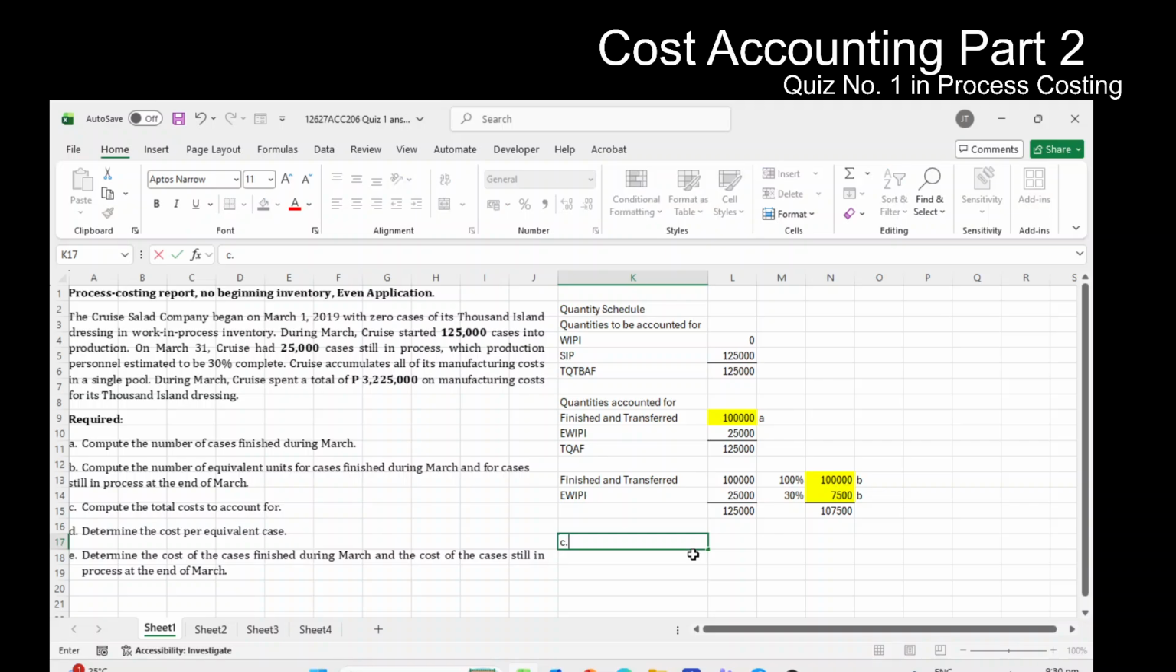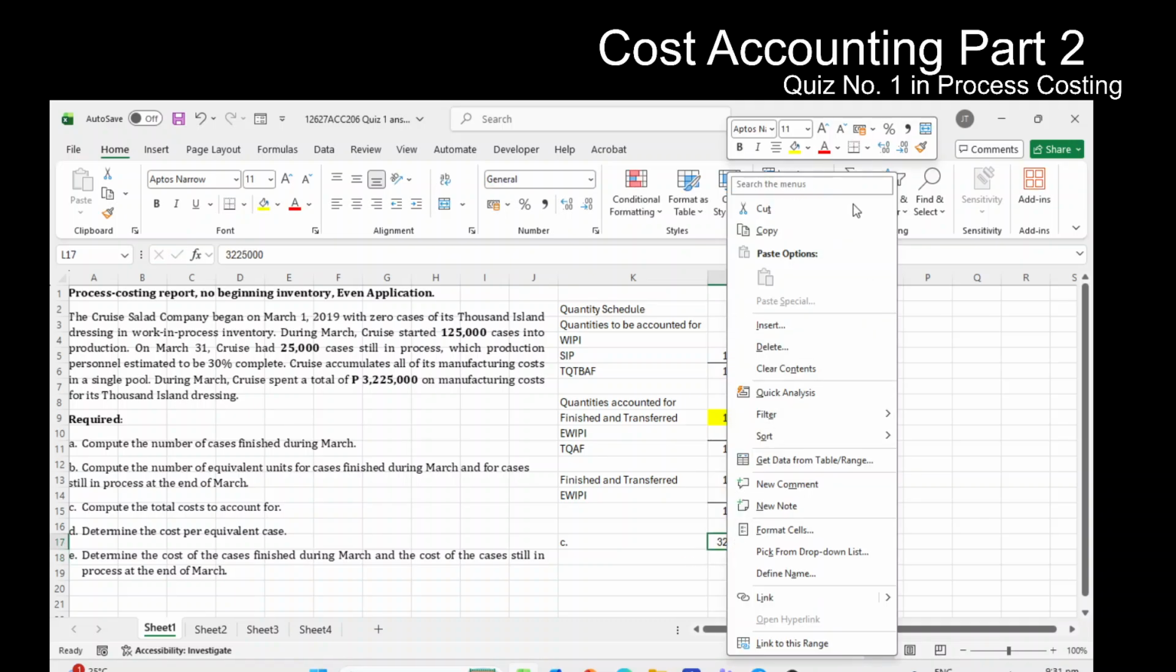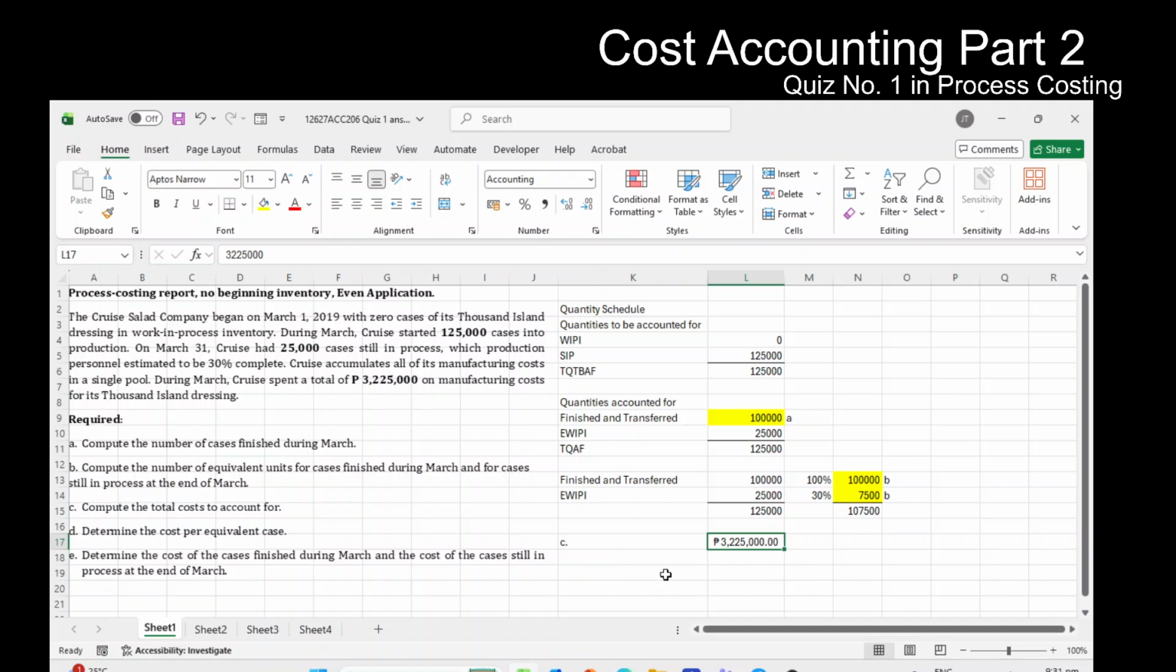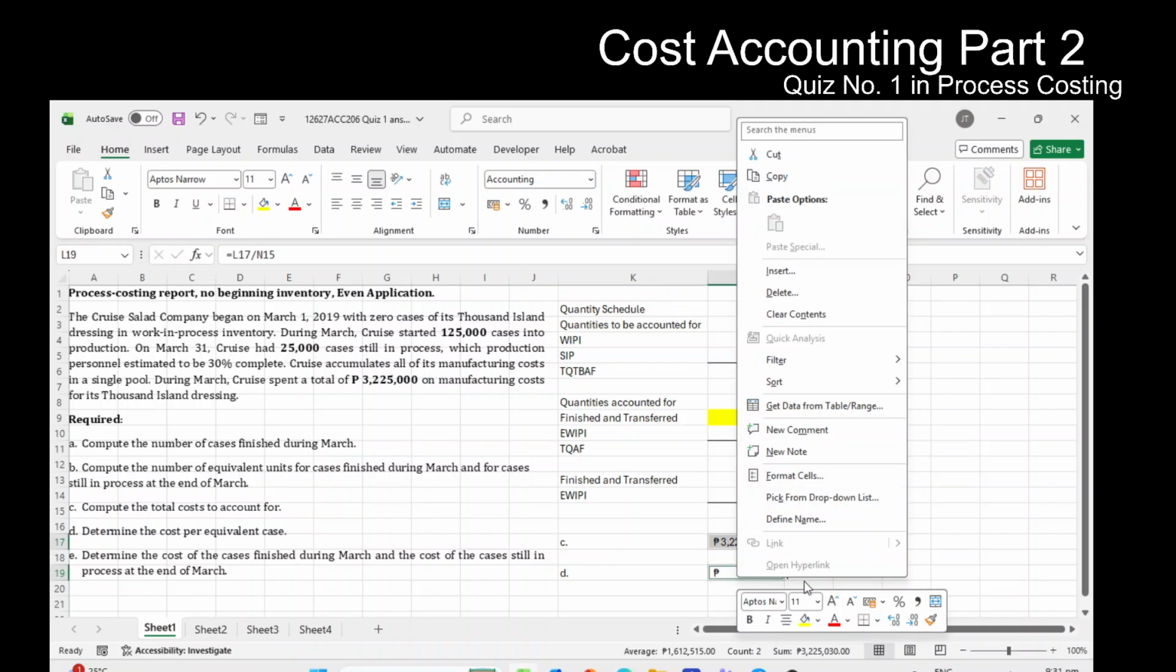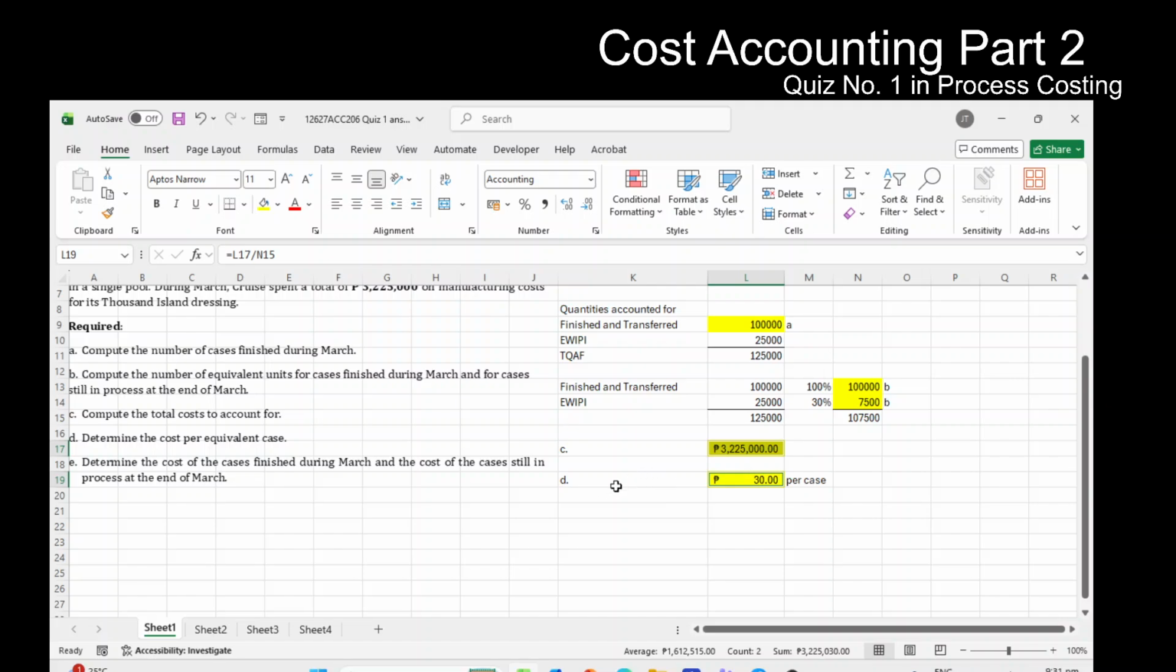Next is the computation of the total cost to account for. We have a single cost pool, which is 3,225,000. So that's the answer for letter C. Then for letter D, determine the cost per equivalent case. All we need to do is divide 3,225,000 by 107,500. We have 30 pesos per case. So that is for letter D.